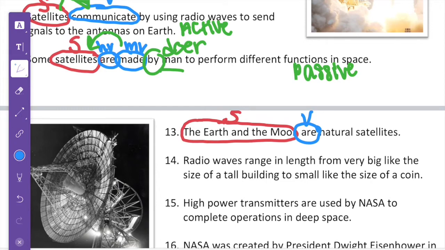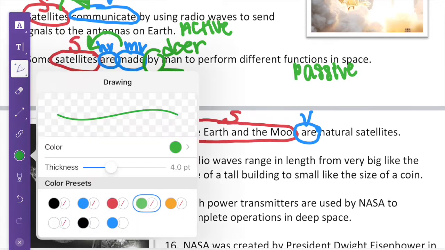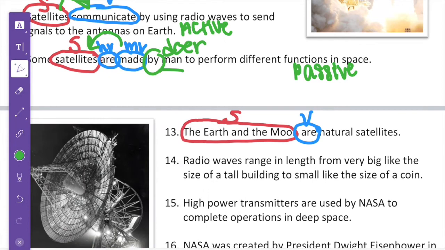So now we're asking ourselves, is the subject in that state of being? Are they natural satellites? Well, yes, of course. So here, notice that we do not have two verbs working together. We only have our one main verb, and it's are. So this is going to be an active voice sentence because our arrow is going forward, and we only have one verb.